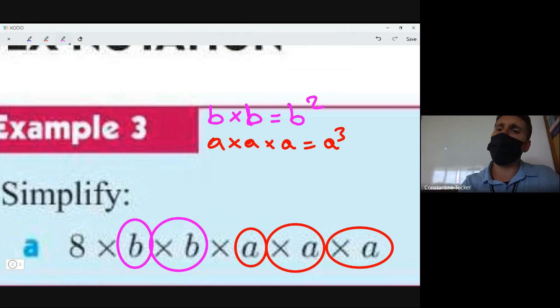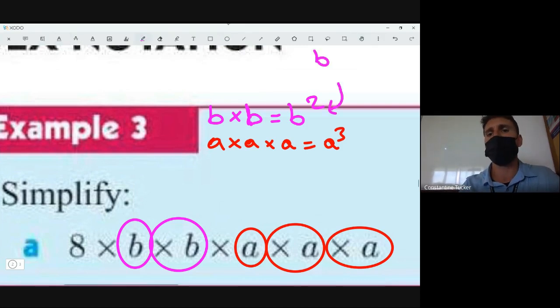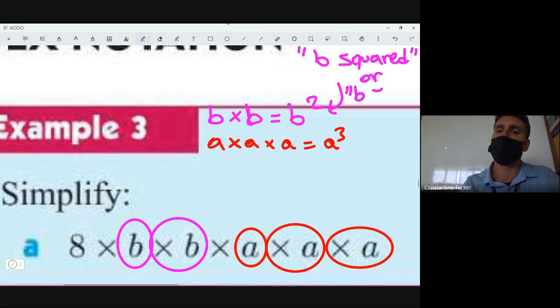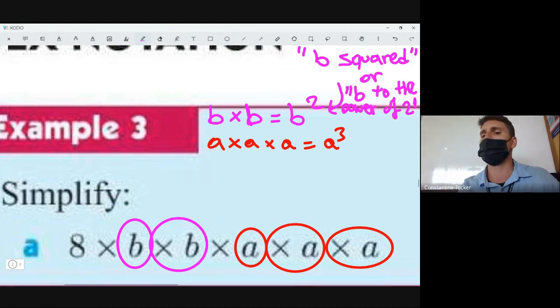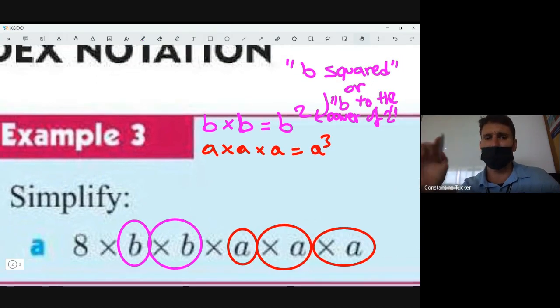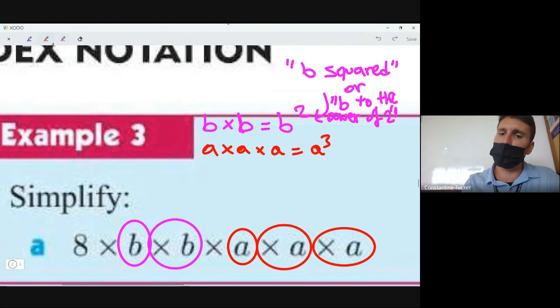Well, let's talk a little bit about this. This we can call in 2 ways. One of them would be B squared. Another way you could call it is B to the power of 2. Right. Which one is shorter? Exactly, B squared. So why not use that? It's so much quicker.